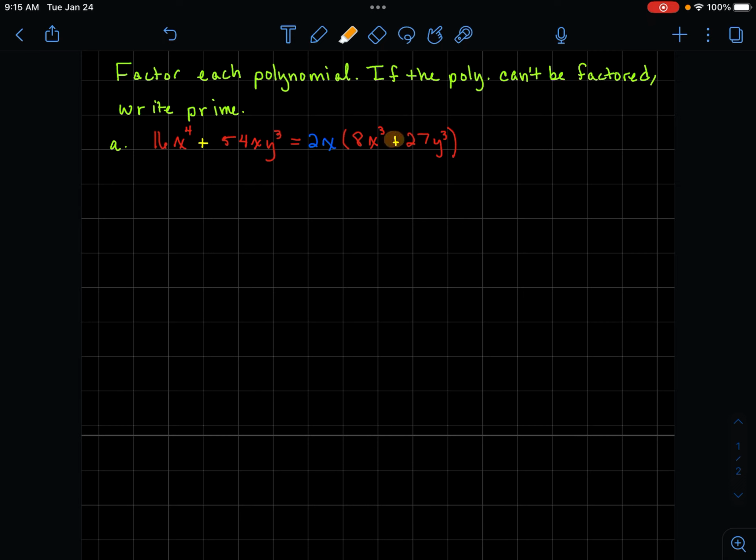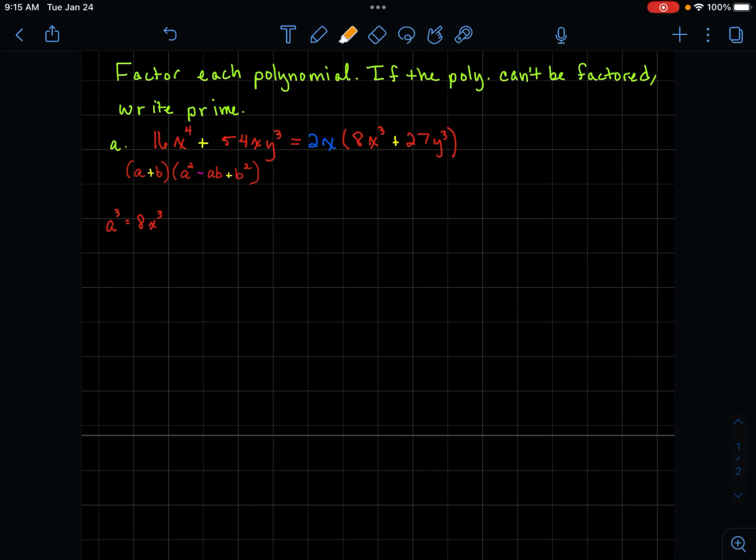This looks like it could be a sum of two cubes. Why do I know it's a sum? There's a plus sign between them. So that red parenthesis should factor apart into this form. Now there's a's and b's in this. We need to figure out what that a is and what that b is.